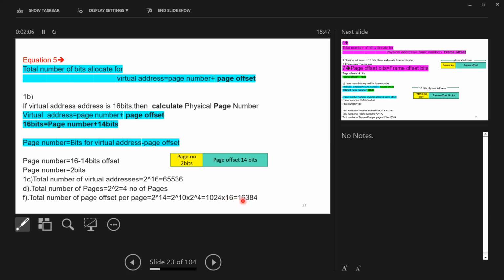So the answer will be 16,384. So in your exam, no need to simplify further. If you keep the answer with the power value, never mind. Don't waste time to find the final simplified answer. Keep it in the power value. Okay. Then copy down this one.